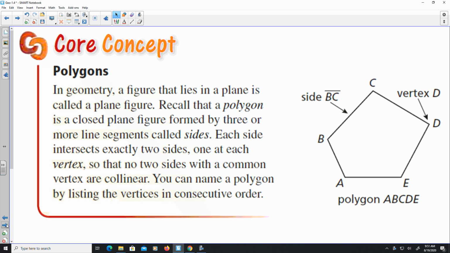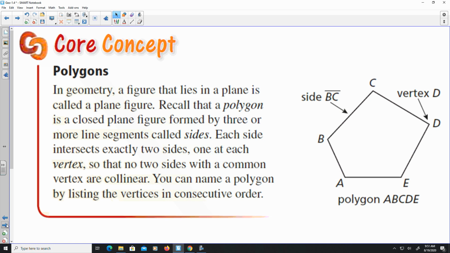A polygon in geometry is a figure that lies in a plane, called a plane figure. Recall that a polygon is a closed plane figure formed by three or more line segments called sides. Each side intersects exactly two sides, one at each vertex, so that no two sides with a common vertex are collinear. You can name a polygon by listing the vertices in consecutive order.